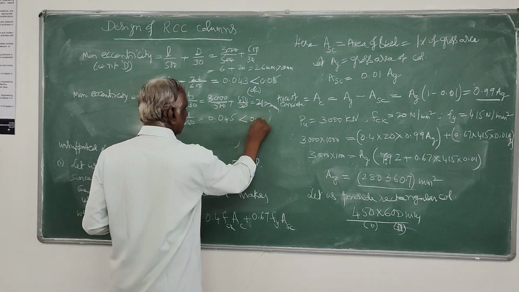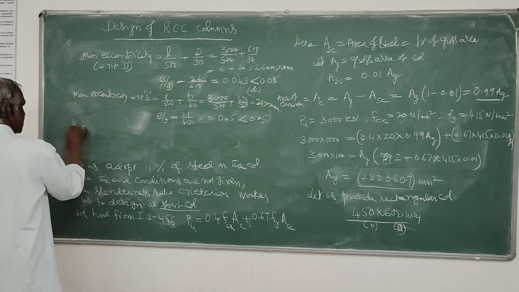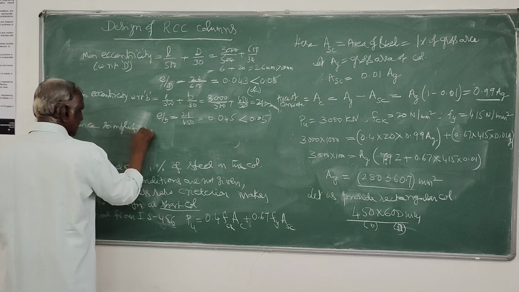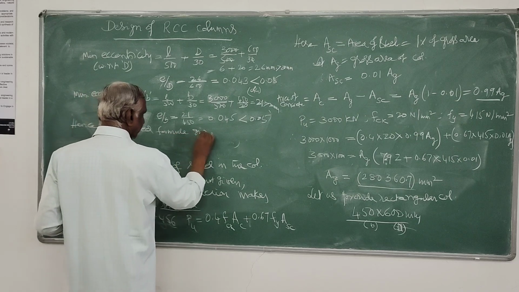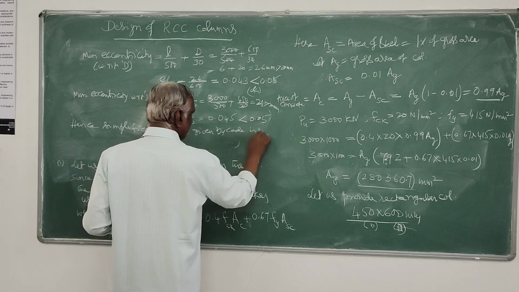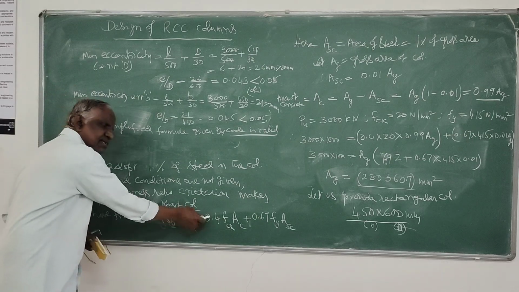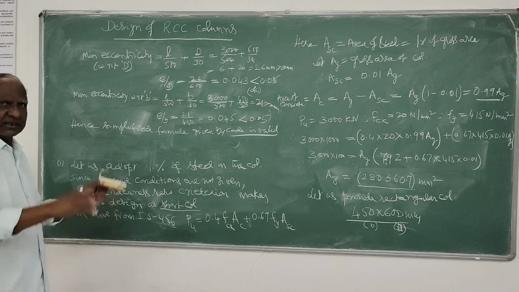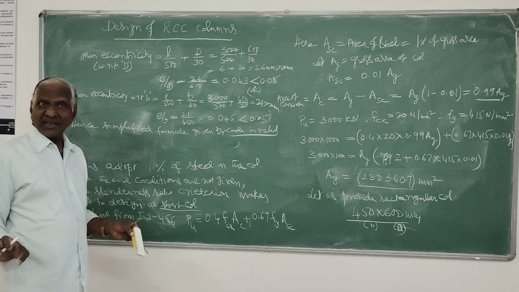So this is less than 0.05. So hence, the simplified formula given by the code is valid. That is, this simplified formula is valid, so there is no problem at all. It is purely axially loaded. Forget about uniaxial, biaxial moment.